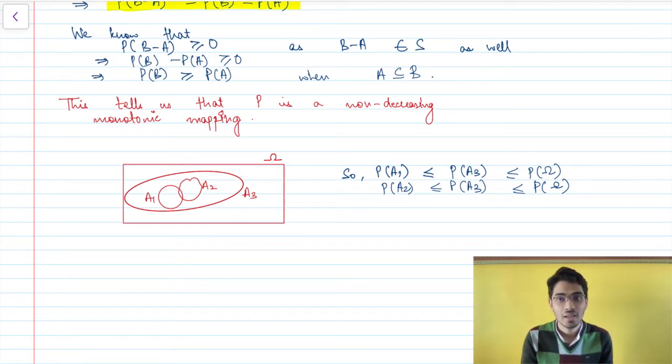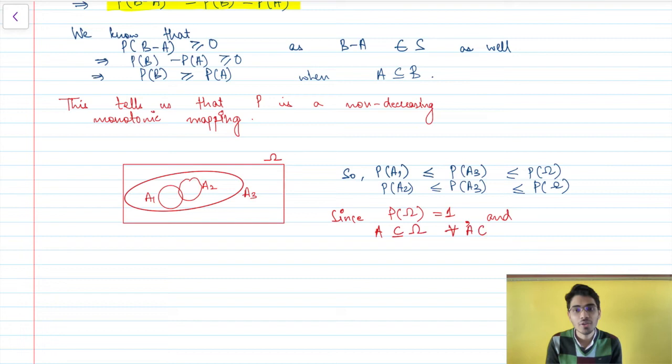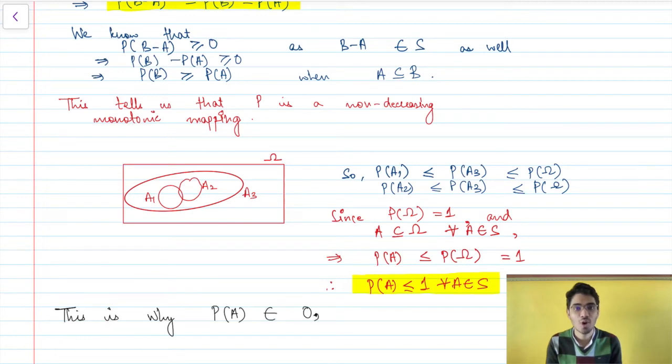That is, the more like the superset we have, the higher the probability it will have as compared to the subsets. Since P of omega is equal to 1 and every set that belongs to S is basically a subset of omega, we can write that P of A is less than or equal to P of omega, which is equal to 1 from the second axiom. Finally, we get P of A is less than or equal to 1 for any set A belonging to S. And that is the reason we say P of A belongs to [0, 1] for all A in set S.